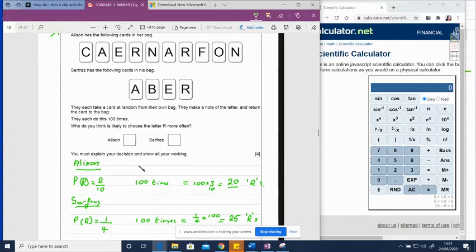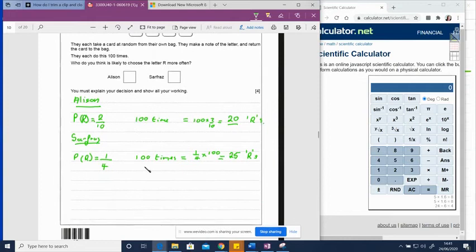So in answer to the question, who do you think is likely to choose the letter R more often, we'd have to say Sarfraz, because he will get 25 R's as opposed to 20 R's. And this is explanation enough for the examiner.